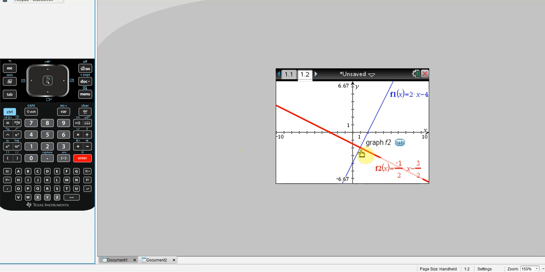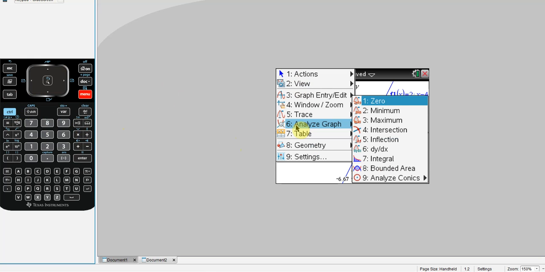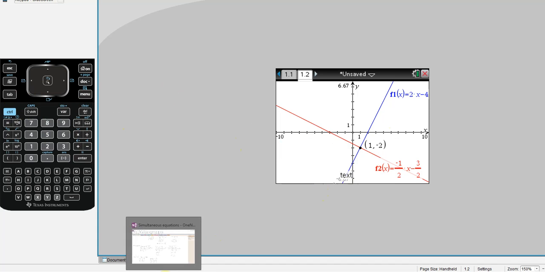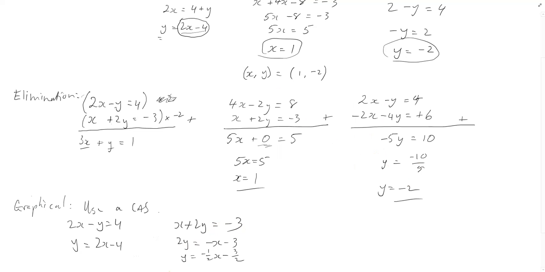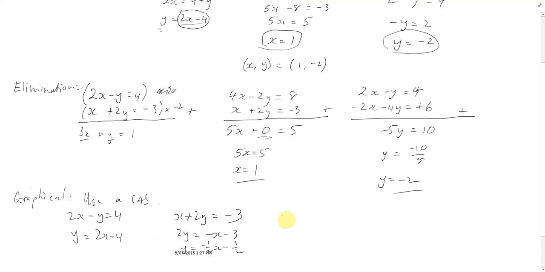So whatever that coordinate is there, that is our solution. So we can go menu, analyze graph for the intersection. Now it asks for a lower bound, so we put it over on the left, and an upper bound. And there it is, the intersection is 1, minus 2. So we'll just write that down. 1, minus 2, which is the same solution that we had for our other methods.